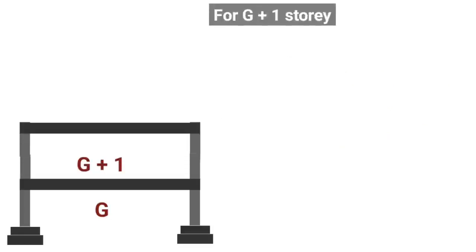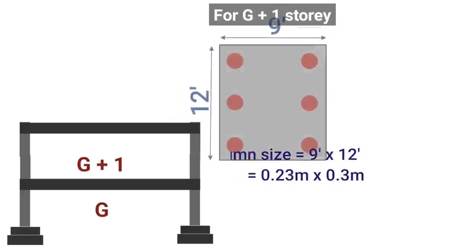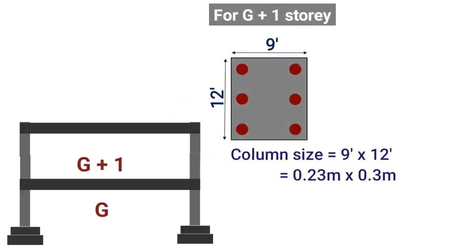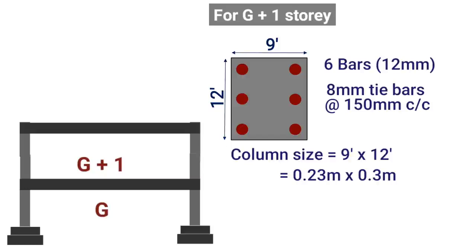For G plus 1 story, the column size should be taken as 9 inches into 12 inches or 0.23 meter into 0.3 meter. And we should provide a minimum of 6 number of steel bars of minimum dia 12 mm plus tie bars of size 8 mm spaced at 150 mm center to center.